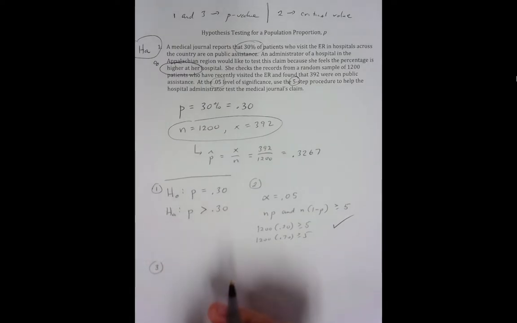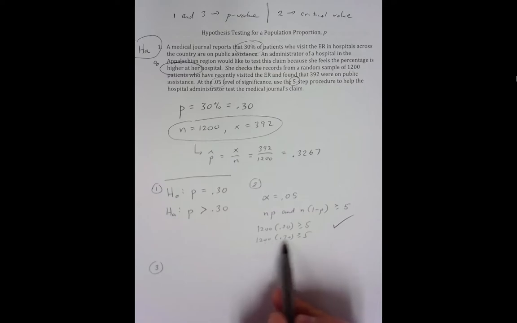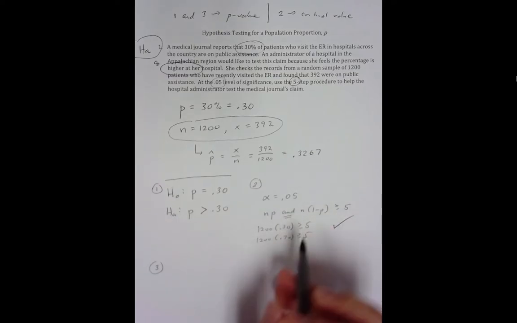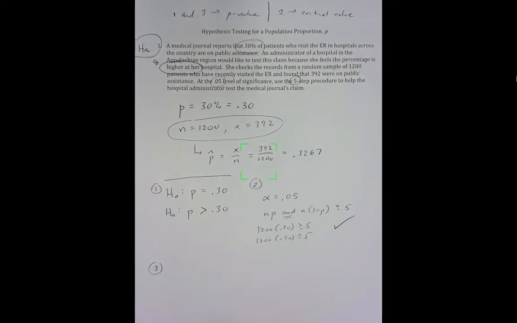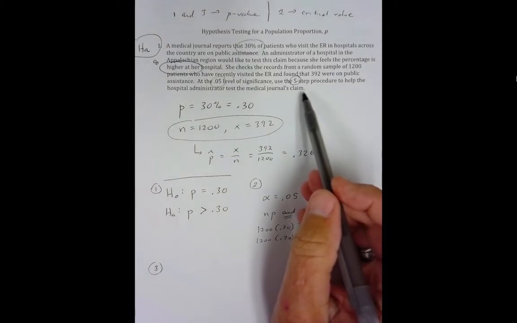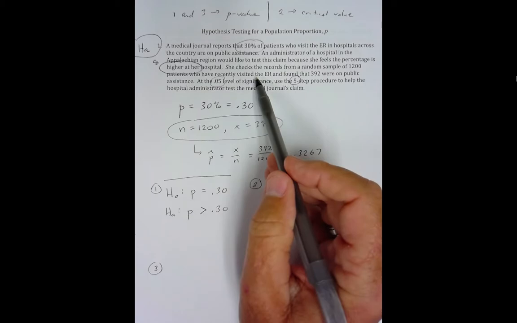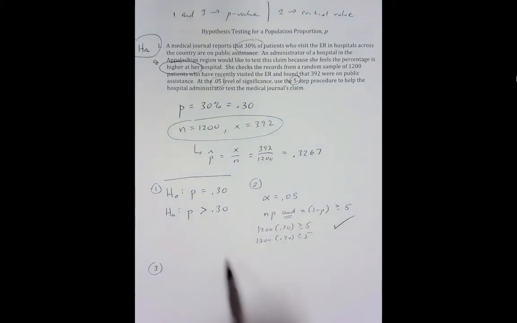Now, what would happen if one of these isn't? Because again, both of them have to be. If one of them isn't bigger than 5, then you can't really run the test. I mean, you can run it, but the results aren't believable. So what you would need to do is just bump up your sample size. Go out, and instead of taking 1,200 hospitals, you need to take 2,000 hospitals.